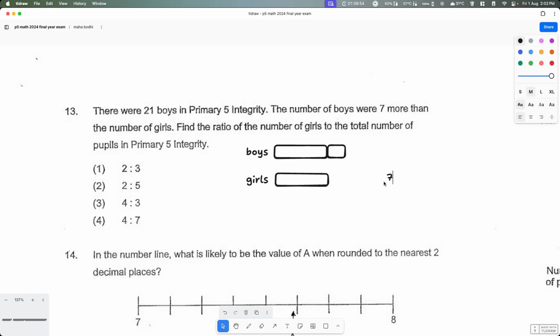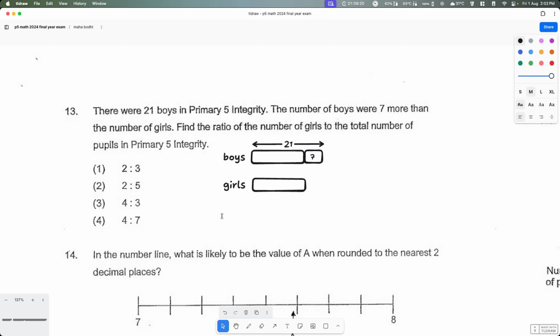I put 7, make this a little bit smaller. So there are 7 more boys than the number of girls. And then basically, this is 21 boys in this case over here. There were 21 boys in Primary 5 Integrity. The number of boys were 7 more than the number of girls. So the ratio of the number of girls to the total number, right?